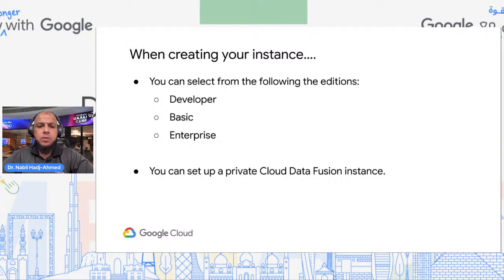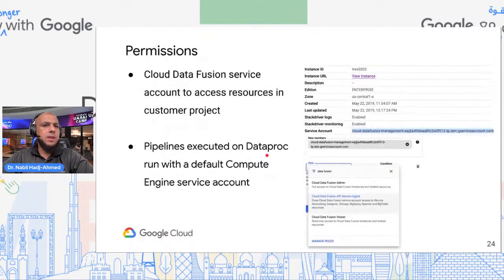And like you saw, you have three options in there. When you create an instance, if you remember from the UI, there are three different editions: developer, basic, and enterprise. These are different options depending on the requirement. Enterprise gives you the full set of options, especially if you're using streaming, you go for the enterprise version. And a private Cloud Data Fusion instance, obviously, we don't want it to be publicly available.